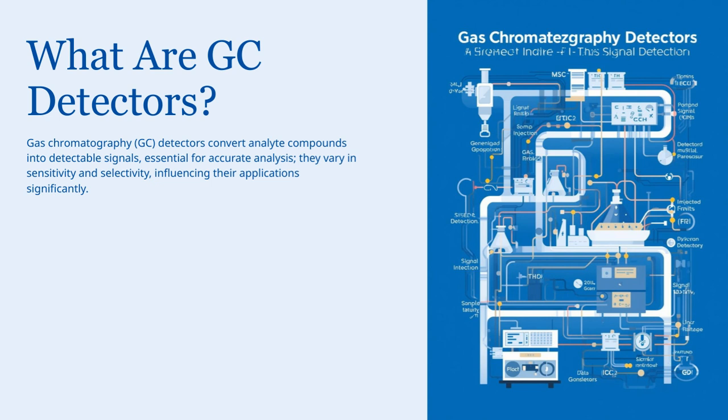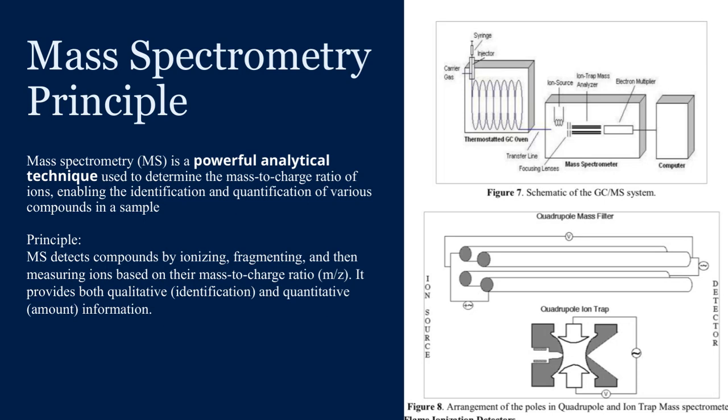Mass spectrometry, or MS, is a really powerful tool that chemists and researchers use to analyze samples. It works by determining the mass-to-charge ratio of ions, which allows us to identify and measure the amounts of different compounds present. The core idea is that when we introduce a sample into the mass spectrometer, it gets ionized, meaning we add or remove electrons to give the molecules a charge. These charged particles, or ions, are then fragmented into smaller pieces if needed. The instrument then measures these ions based on their mass-to-charge ratio, or m/z.